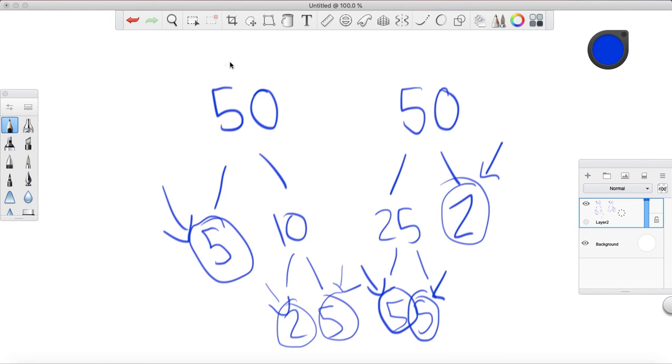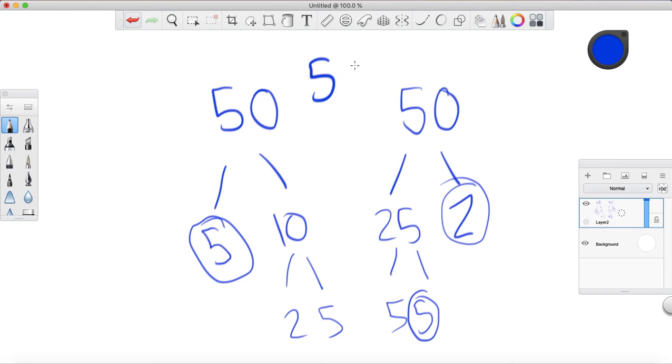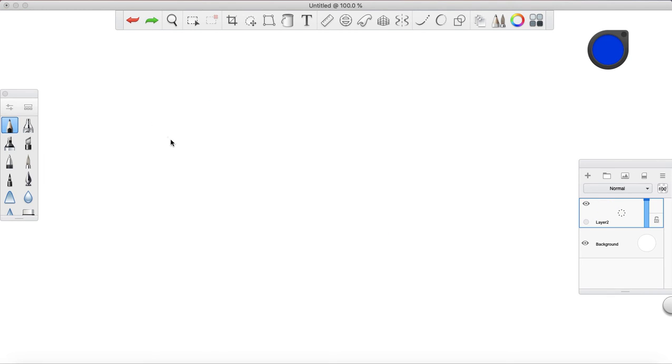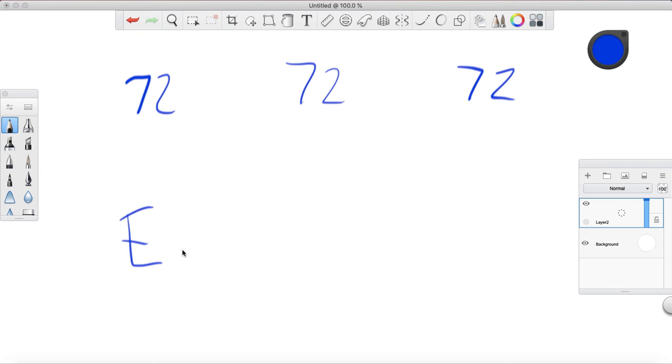Because whatever numbers are factors of 50, or whatever number it is that you're trying to figure out prime factorization for, they'll be the same numbers. So if your teacher gives you like 72, and then she gives you a few numbers to start with, they're all going to be the same exponent form at the end.